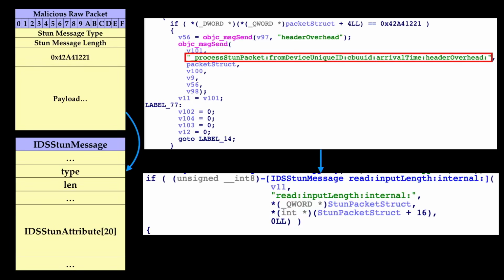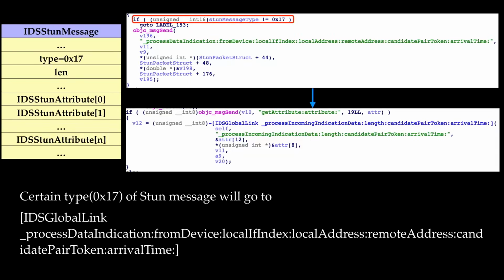It has a type and a length, and the IDS stem message may have at most 20 attributes. The attribute is just some buffer, just copied from the UTP payload. So basically, they are totally under the attacker's control. So according to the type of the IDS stem message, identityservicesd will continue to invoke different handler functions.